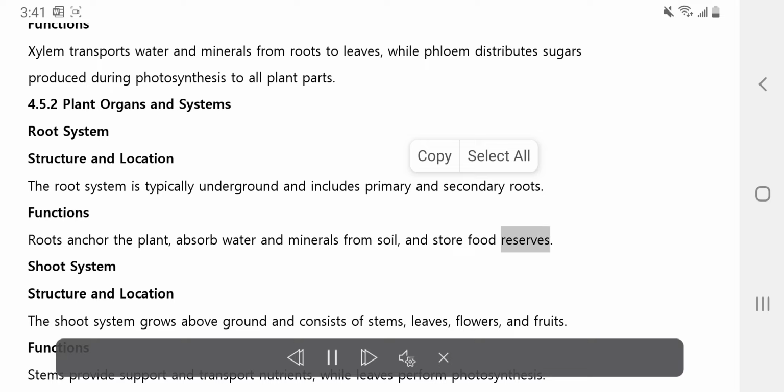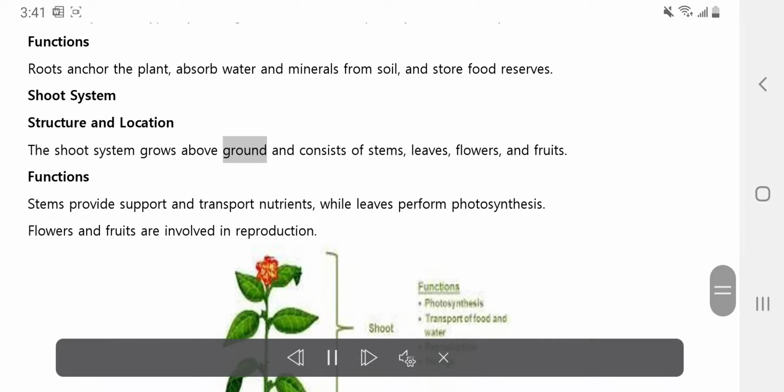Shoot system. Structure and location. The shoot system grows above ground and consists of stems, leaves, flowers, and fruits. Functions. Stems provide support and transport nutrients, while leaves perform photosynthesis. Flowers and fruits are involved in reproduction.